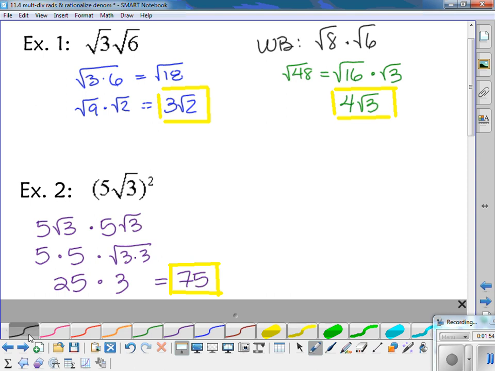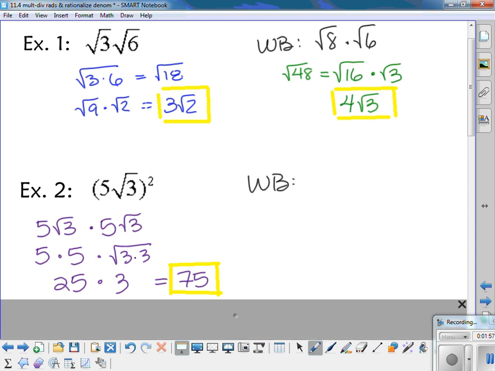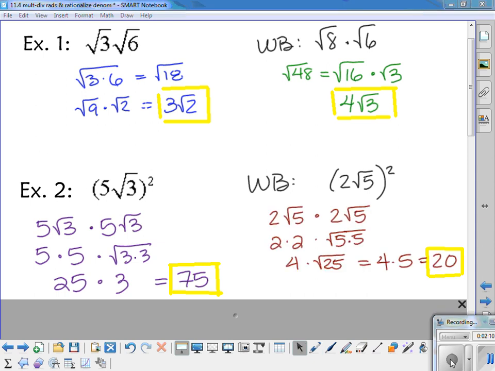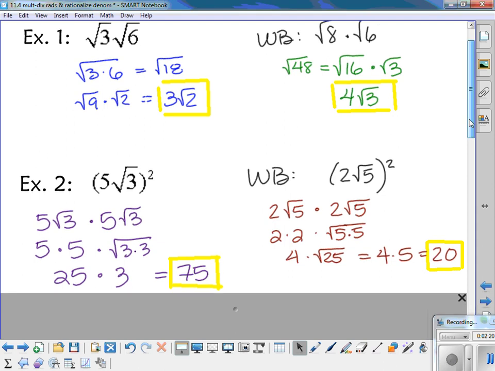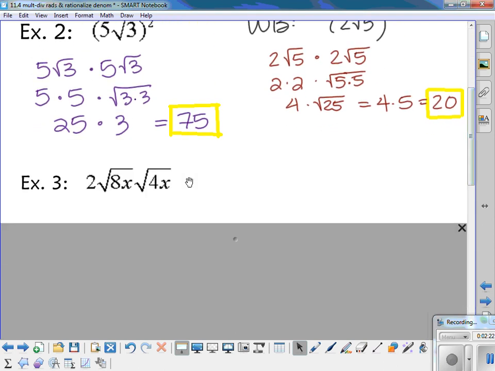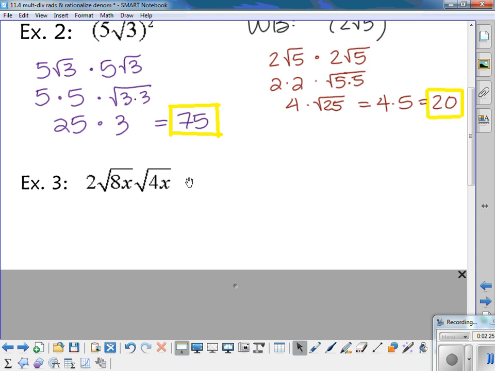So on your whiteboards, I'm going to have you guys do this one. All right, so you should have gotten 20. Because 2 times 2 is 4. Root 5 times root 5 just comes out to 5. 4 times 5 is 20. All right, so sometimes you're going to have an example like this. You're just going to keep the stuff that's on the outside, multiply what's on the inside.